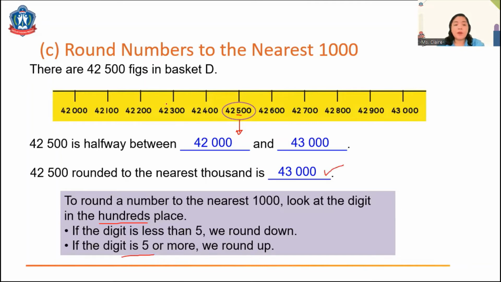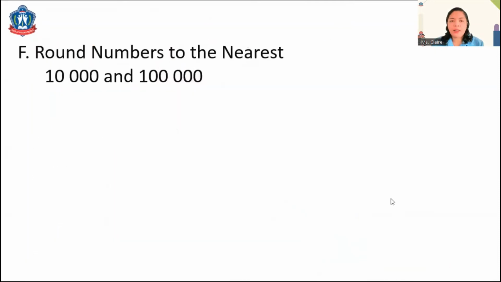But if we have 42,300, the number in the hundreds place is 3. And 3 is less than 5, means we round down. So if we round 42,300 to the nearest 1,000, the answer is 42,000. Okay, take note of that, children, about rounding numbers to the nearest 1,000. Okay, let's continue with rounding numbers to the nearest 10,000 and 100,000.